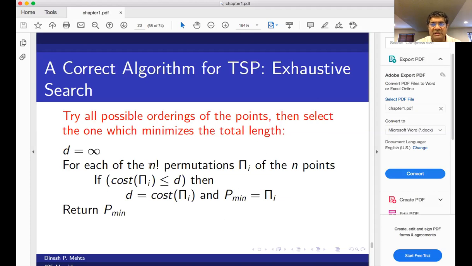If I have n points, I will note parenthetically that you do have a worksheet associated with this, which will help develop some of this for you. The idea is we try each of these n factorial permutations of the n points, and you compute the cost of each permutation, and then you use the variable d to keep track of the minimum you found so far. Each time you find something better, you update d, and you update p sub min, which is the winning permutation. So that's the algorithm.